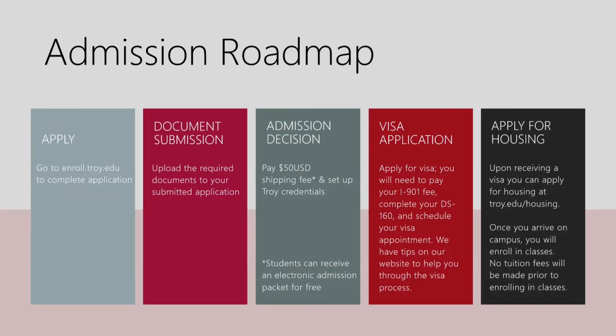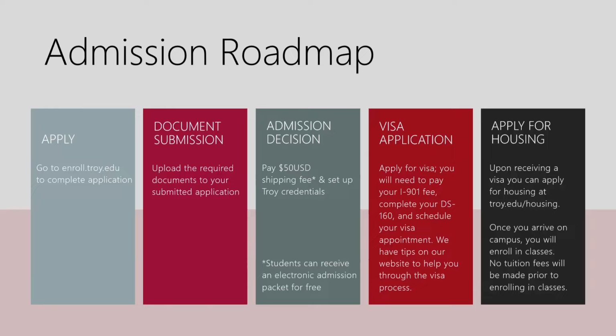So to review, if you're interested in applying to Troy University, please go to enroll.troy.edu. Once you've submitted your application, please upload the necessary documents to your application. Your recruiter will review your documents to make sure everything's been submitted in the necessary areas. Your application will be sent for review, and the review process takes 7 to 14 business days. Once you receive an admission decision, you can go ahead and pay your shipping fee for $50 US, or documents can be emailed to students for free now because of COVID.